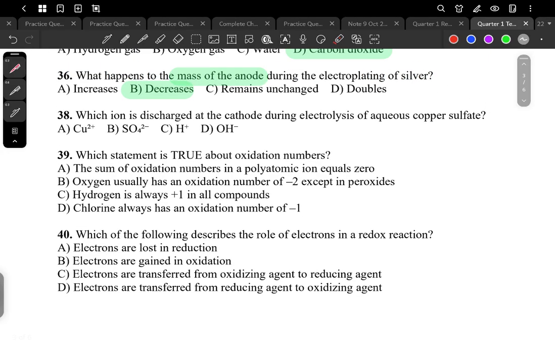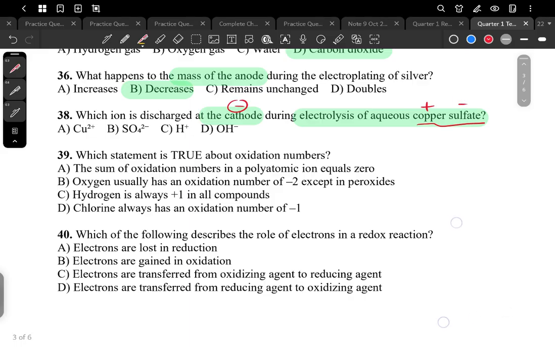Which ion is discharged at the cathode during electrolysis of aqueous copper sulfate? Okay, so in the electrolysis of aqueous copper sulfate, which ion is discharged at the cathode? Discharge means reduced, or a change happens to it at the cathode. So the cathode is negative. And you know that this is the compound that we have. So copper has a positive ion, sulfate has a negative ion.